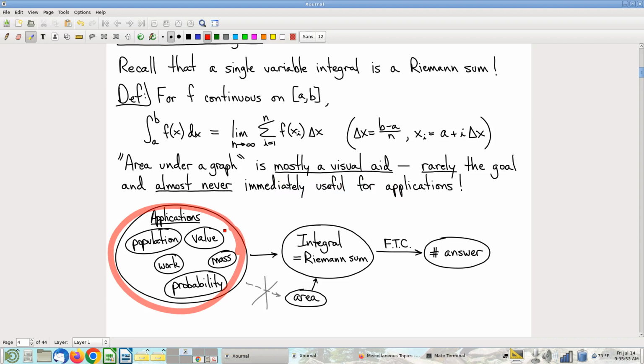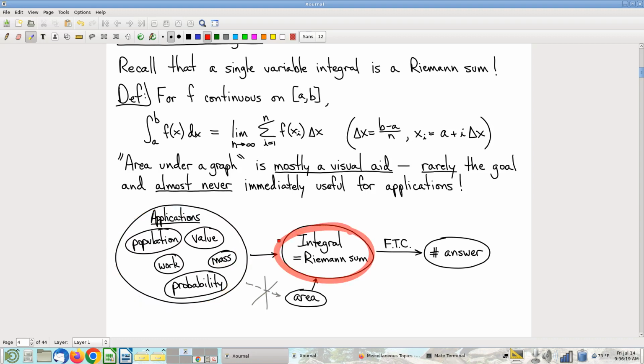So anyway, very importantly, the direct connection to the applications that y'all, and I'm suspecting most of y'all are probably not math majors, but if you're here in this calculus class because you want to be able to solve applied problems, you want to compute the mass of something or the amount of work it takes to accomplish a certain task or whatever, very importantly, there is a direct connection of those questions to Riemann sums. There is not a direct connection of those questions to areas. So this is why it's really important.